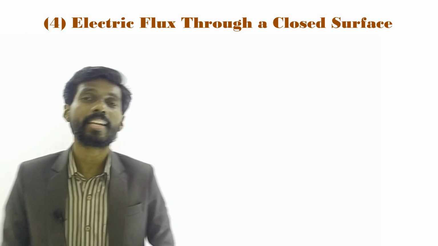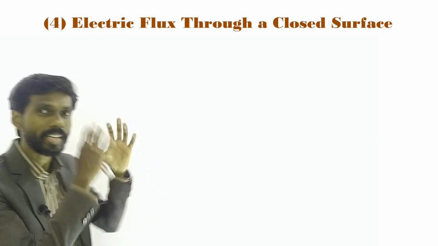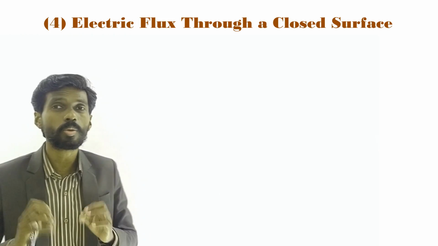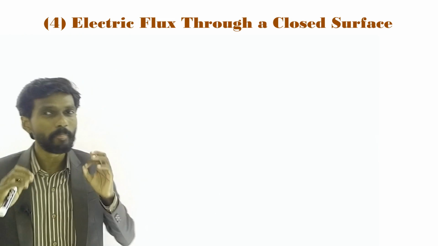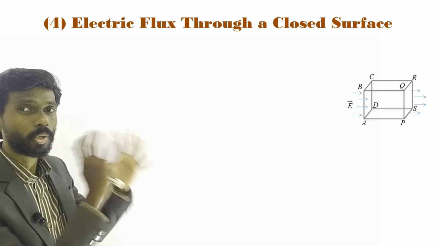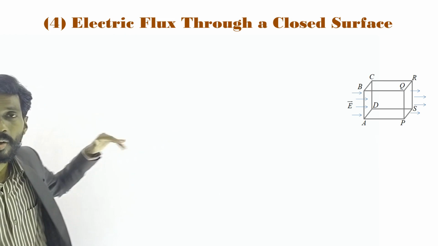So far we have only done electric flux through an open surface, like a flat surface. But this time we have a closed surface. We have to find the electric flux through a closed surface. Let us take a simple example, a cube. We have to find the electric flux through this cube due to this electric field in the horizontal direction.